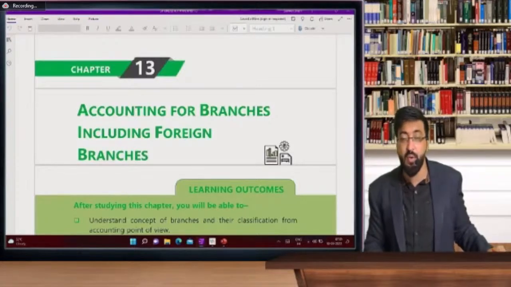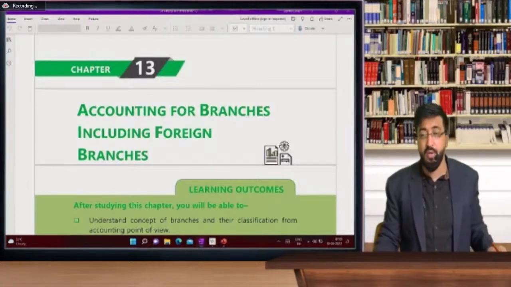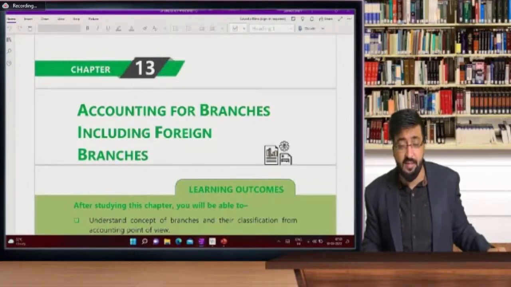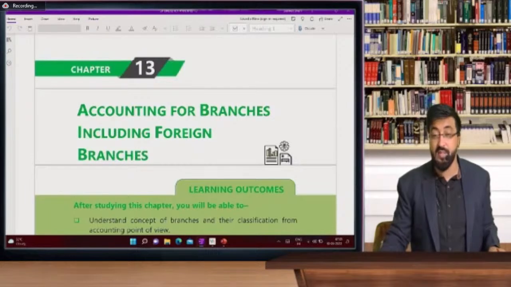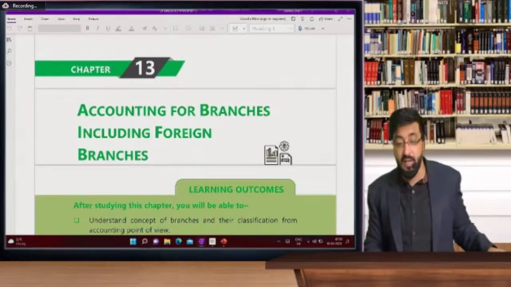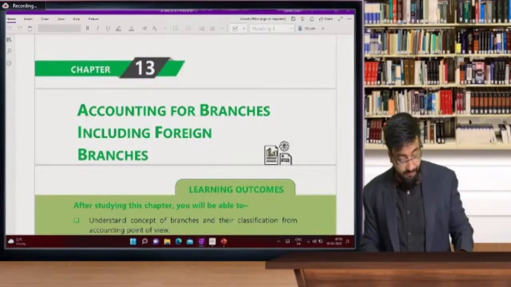Real account: debit what comes in, credit what goes out. Nominal account: debit all expenses and losses, credit all incomes and gains. If you know the modern approach, then in that case, asset has debit balance, liability has credit balance, expenses debit, and income credit, and capital account credit balance.